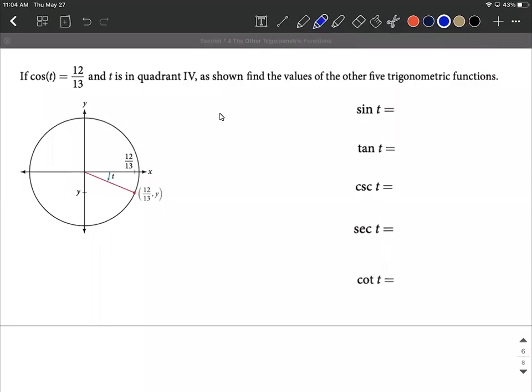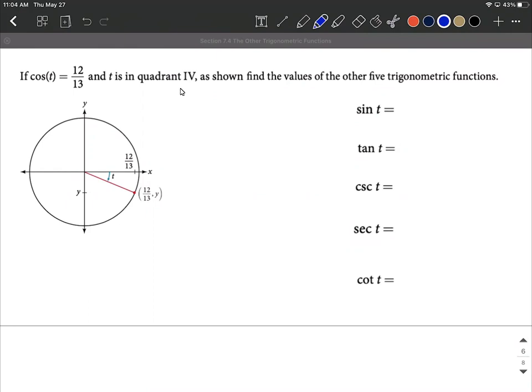In this example, we're given that cosine of t is 12 over 13 and that our angle is in the fourth quadrant. So it's important to note exactly which quadrant our angle is going to be in to help us out on positive or negative as we look at each one of these 5 trigonometric functions.